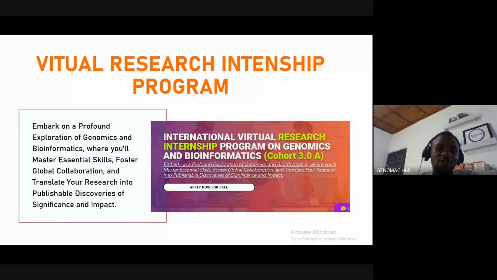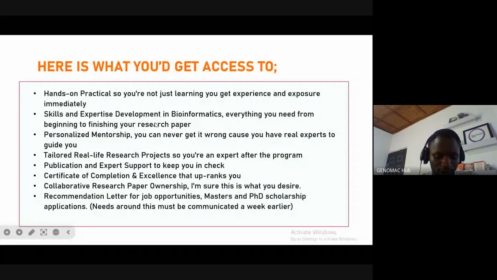Another thing we're going to be doing in the course of this research is show you how you can translate your research project into a publishable discovery of significance and impact. And the presentation so far is already evidence of what our research internship is basically all about. So let's just dive in to have more understanding of the internship program.